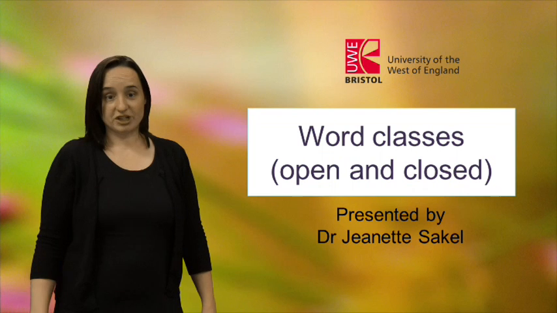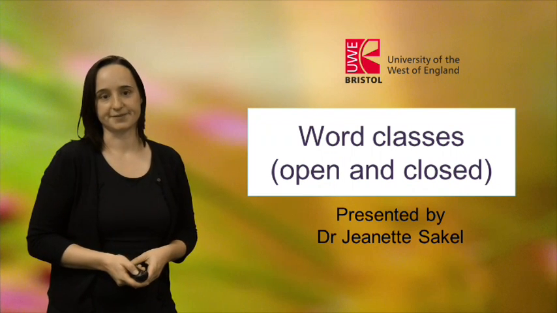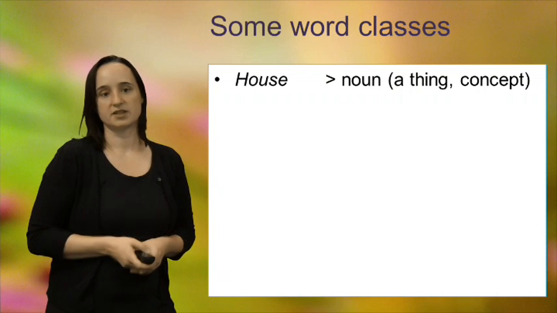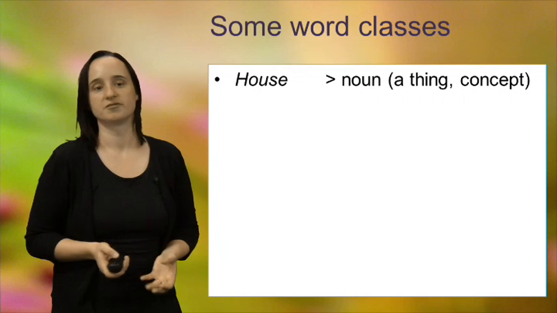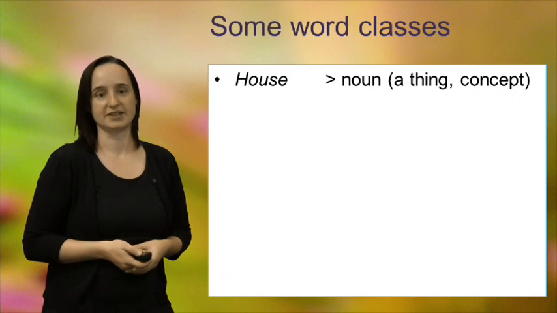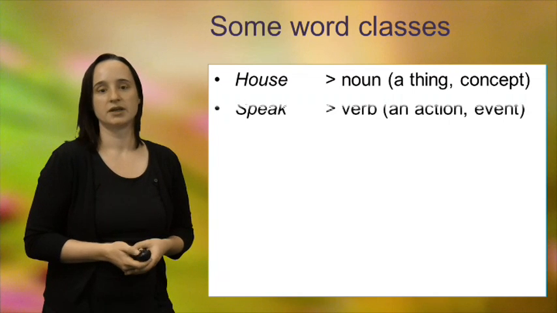Let's look at different word classes, focusing on open classes and closed classes. And let's start with some examples. So a typical word class is a noun. House is a very typical example of this word class. It's a thing or sometimes a concept.